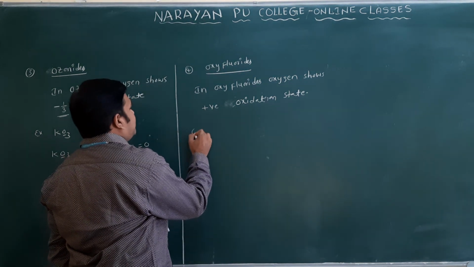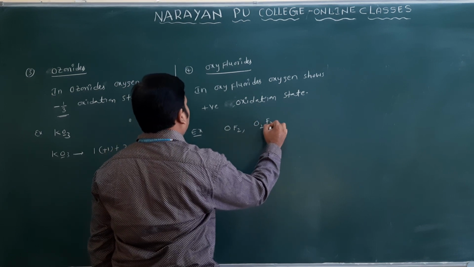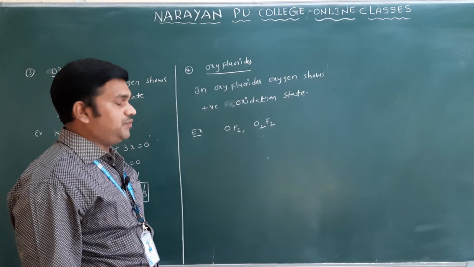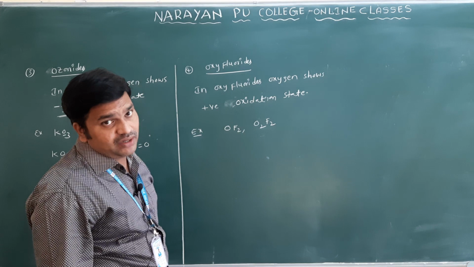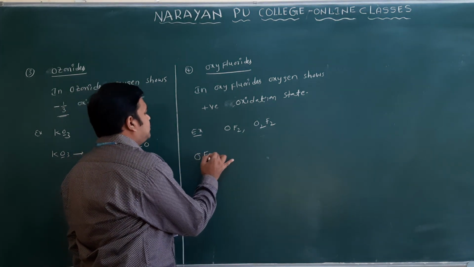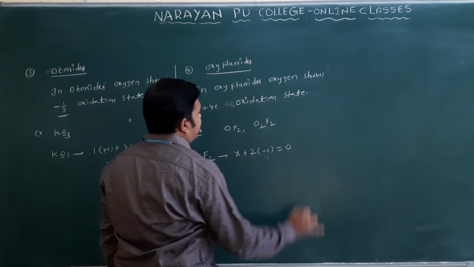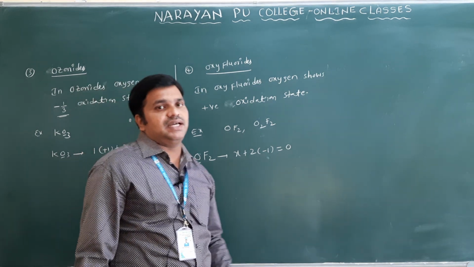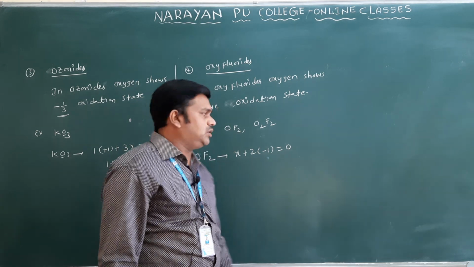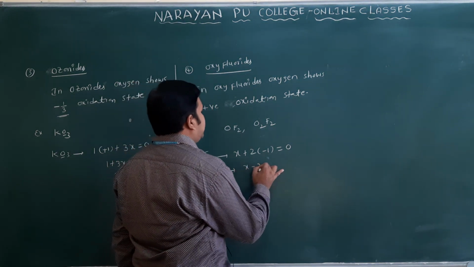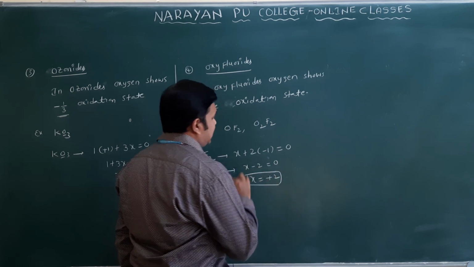What are the examples for oxyfluorides? I will take OF2 and one more, O2F2 only. OF2 is oxygen difluoride, and O2F2 is dioxygen difluoride. If you take OF2, oxygen is X, plus 2 into -1 is equal to 0, because fluorine is an electronegative element. It belongs to the 7th group, so its oxidation number is always -1 only. Now from this you will write X minus 2 is equal to 0, so X equal to plus 2.